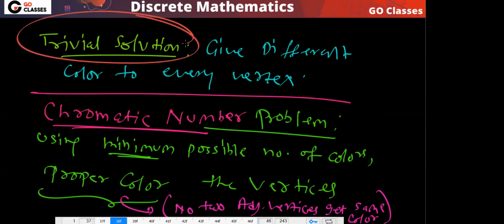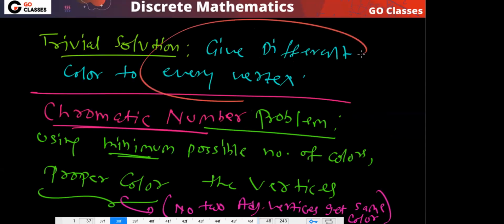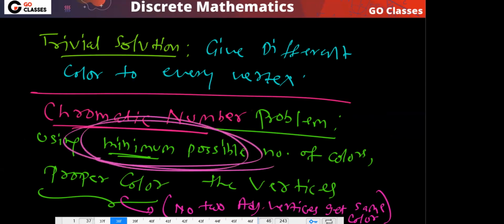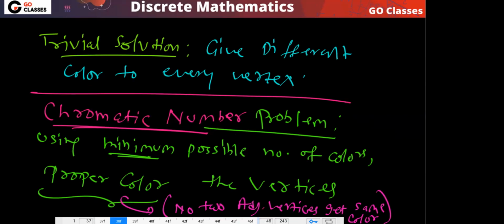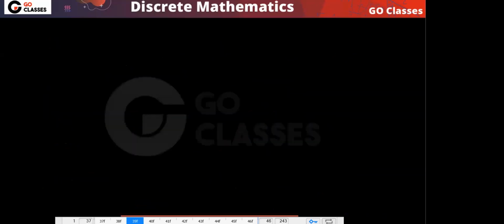So what is a trivial solution? Trivial solution means give a different color to every vertex. This is not an interesting problem. If I ask you maximum how many colors you need, that is not interesting, right? But if I ask you how many minimum possible colors you need, that is an interesting problem. And this is known as chromatic number.